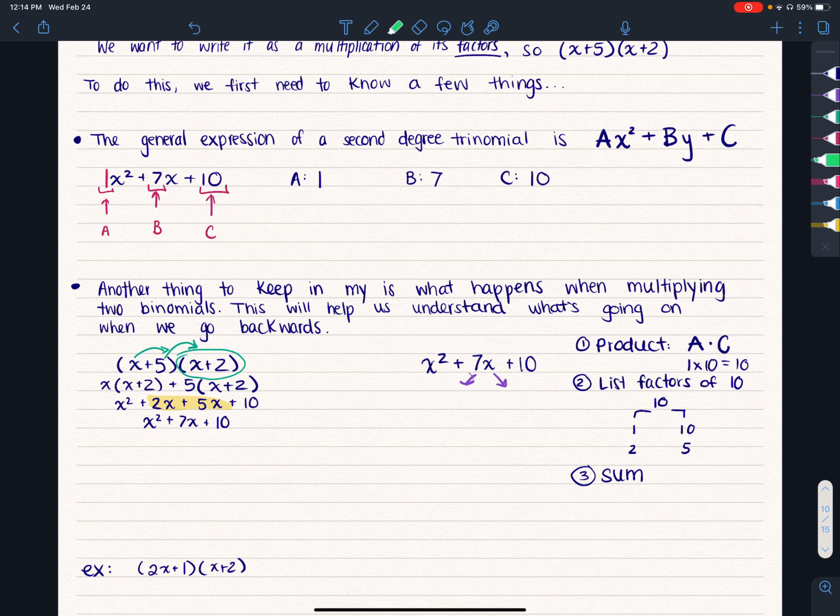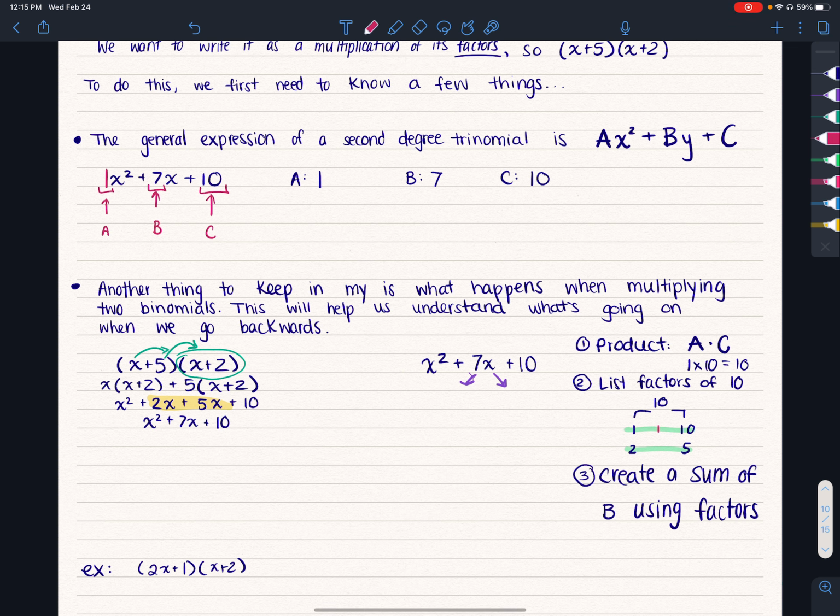So now you have to look at your pairs of factors, and if you add them up, will you get B? So I'm going to change the wording on step 3 and make it: create a sum of B using factors. And so that's what we're looking for.